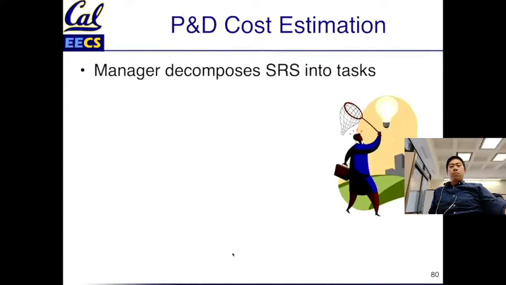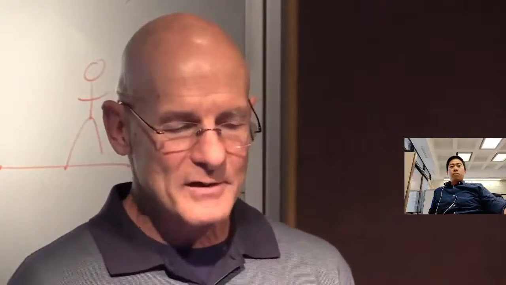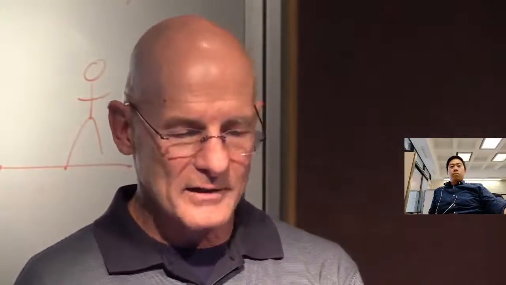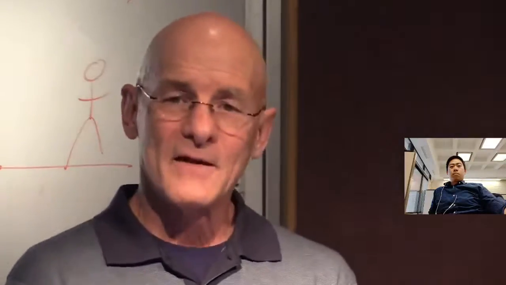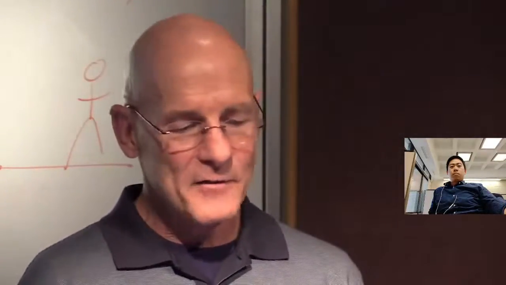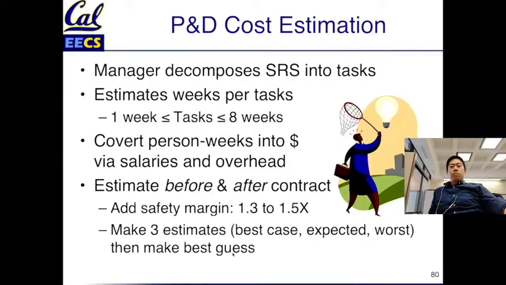What the manager does is decompose the software requirements specification into tasks. You want to bound it, a little like points for user stories. You want to bound the task between 1 and 8 weeks. If it's more than 8 weeks, that's too big a task. Less than 1 week is kind of hard to schedule. So your manager is looking at the tasks, breaking up these pieces, then given the task estimates, you convert that into dollars via salaries and overhead. That's pretty straightforward.